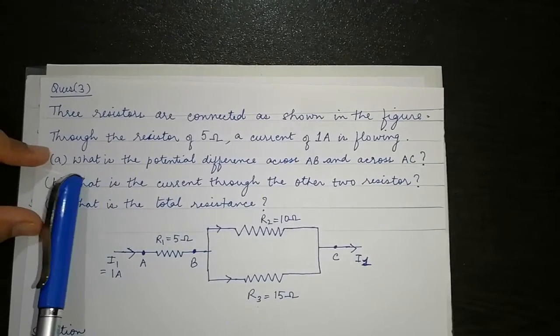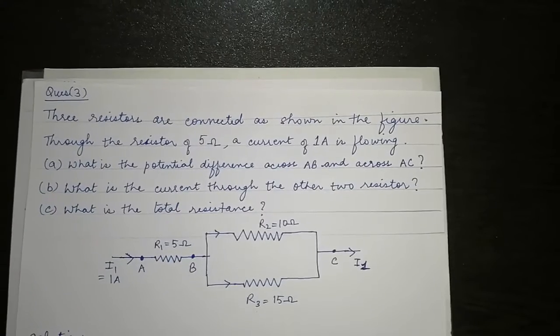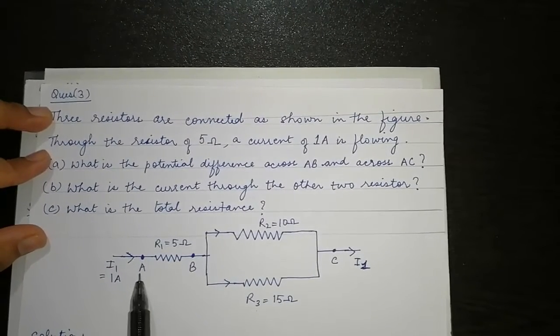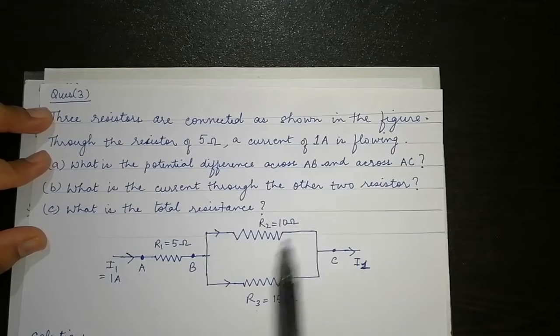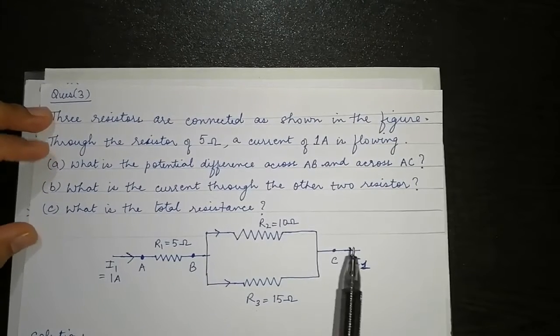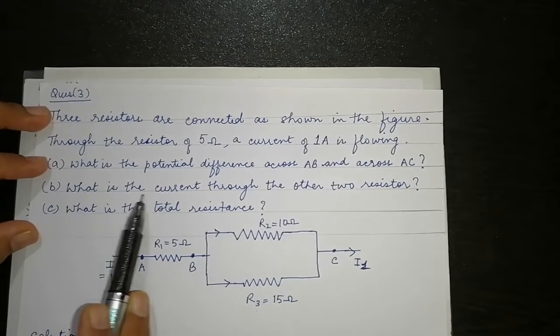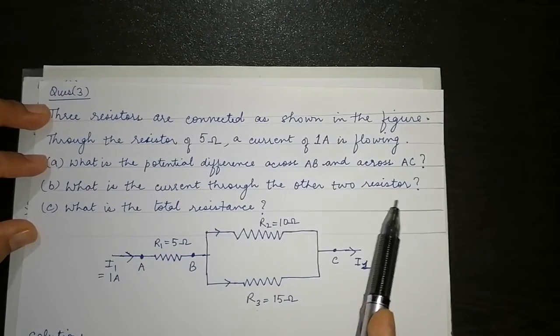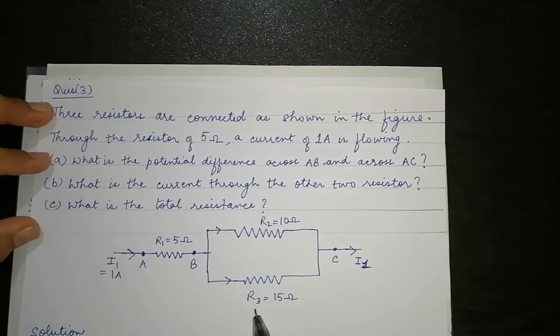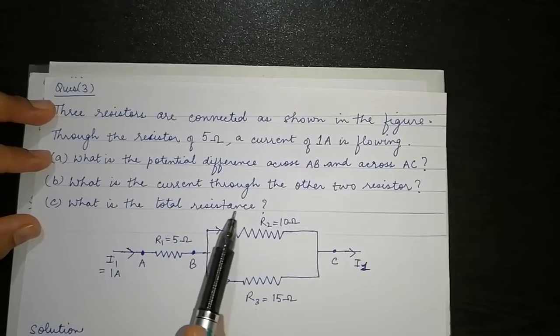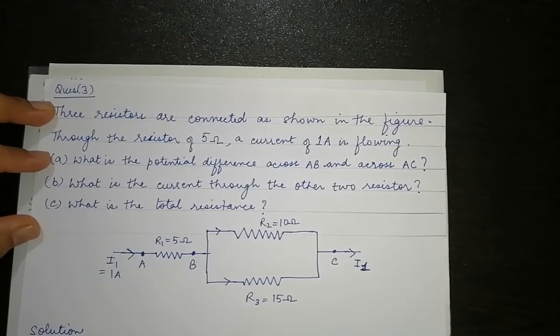The question is, part A, what is the potential difference across AB, point A and B, and across AC, point A and C? Part B, what is the current through the other two resistors, that is R2 and R3? What is the total resistance? This is the third part of the question.